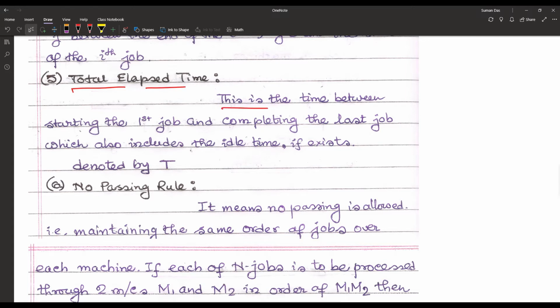This is the time between starting the first job and completing the last job, which also includes the idle time if it exists there, and that is denoted by the letter T. Now what is the total elapsed time? That means from the first job to the last job, using the sequence of the jobs, whatever the optimal or the minimal time required, that is known as the total elapsed time.